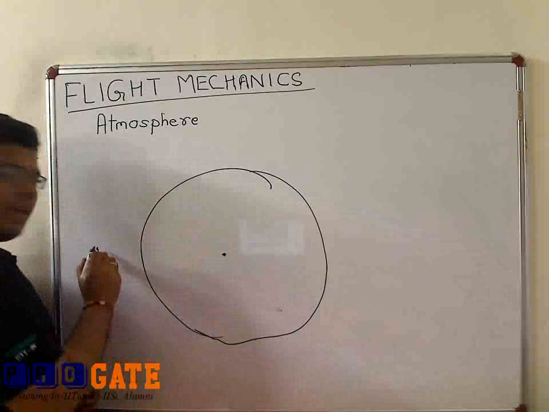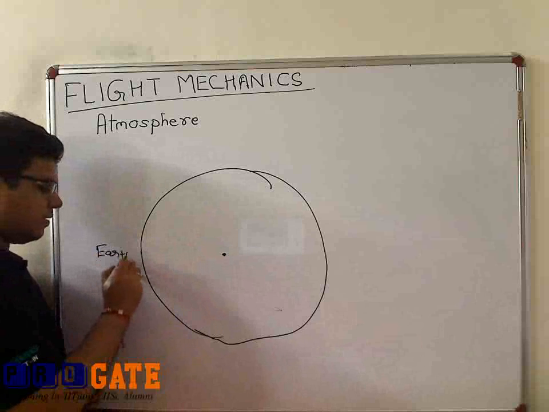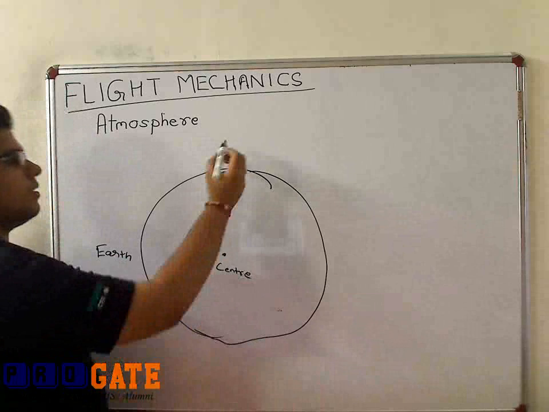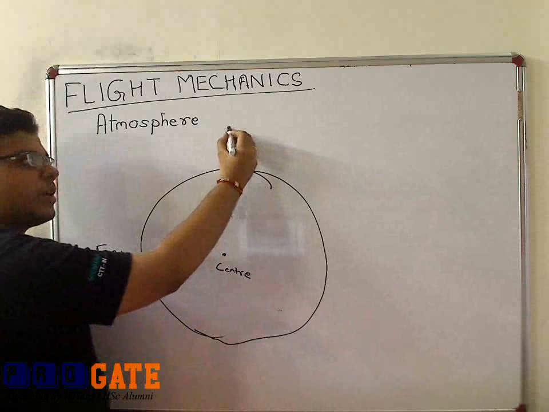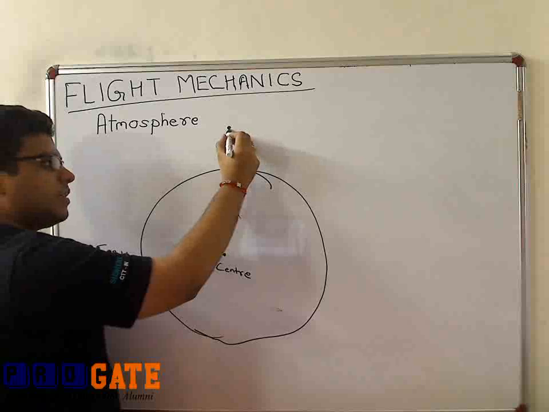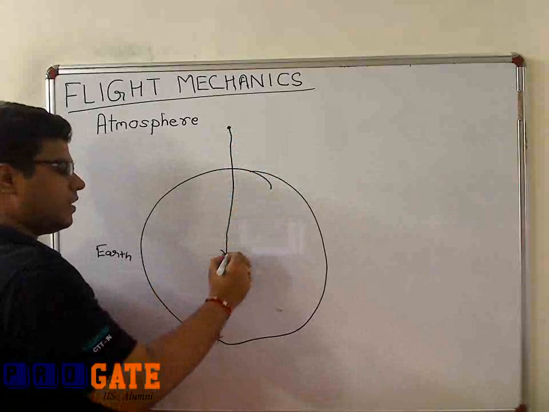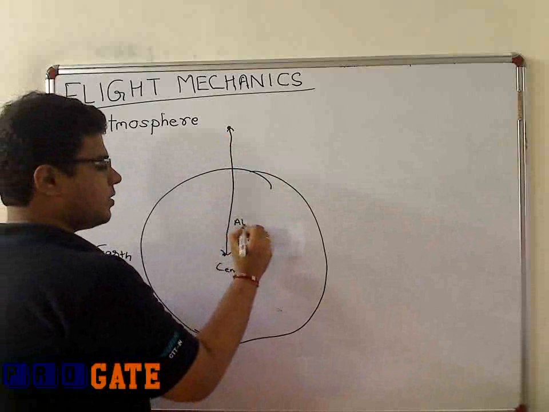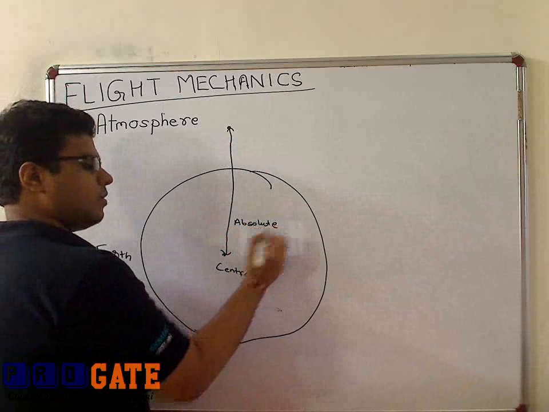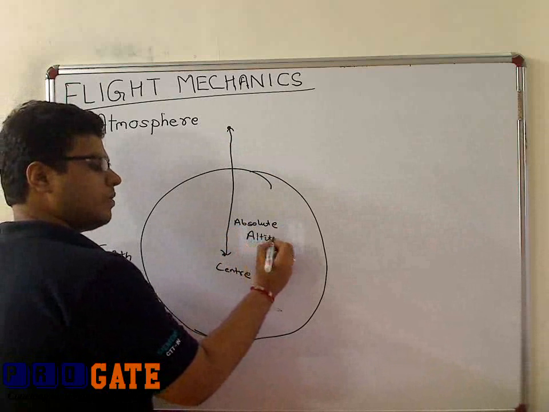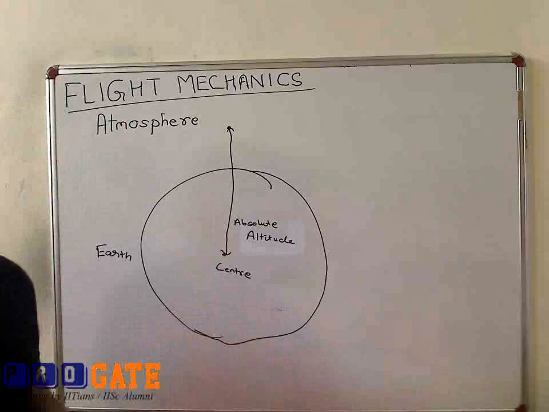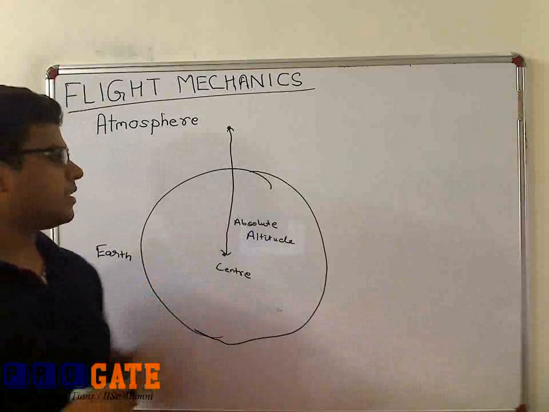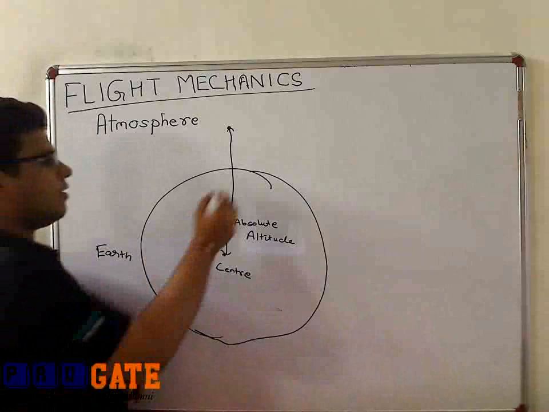So consider this as the earth and this point as the center of the earth. So for any given point, the distance from the center of the earth of that point is called the absolute altitude of that point. This circle will roughly represent the sea level of the earth.